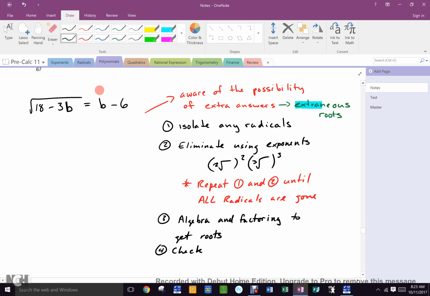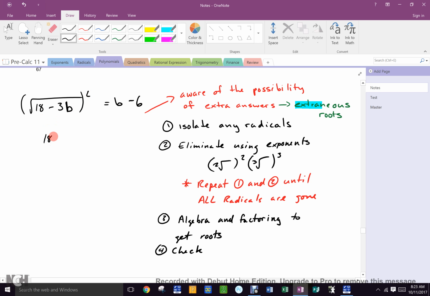Don't do what I'm about to do, just watch. What if it was 18 minus 3b plus 6 equals b? What would your first step be? Get that 6 over here. Now we're where we started, where you guys wrote. Everyone cool with that? Okay. What's our next step? Eliminate using exponents. So this is a square root, so we're squaring both sides, yes?